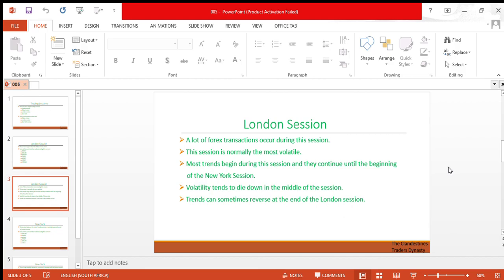A lot of forex transactions occur during this session. This session is normally the most volatile. Most trends begin during this session and they can continue until the beginning of a new session. So let's say a pair comes to a support and then bounces. It can continue to sell throughout, or it can continue to buy throughout the entire session until the beginning of another session.